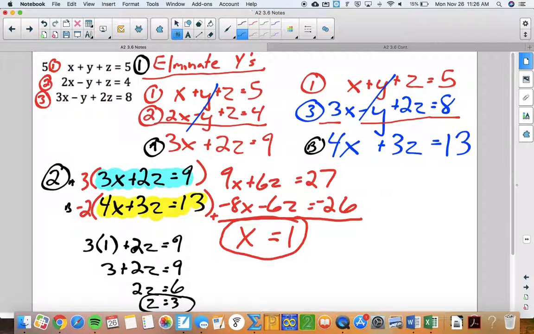Does that work? I kind of did that fast. I might as well just, yeah, it definitely works. When I plug a 3 in, I get 6. 6 plus 3 is 9. So there we go. So we've got 1 for x, 3 for z.